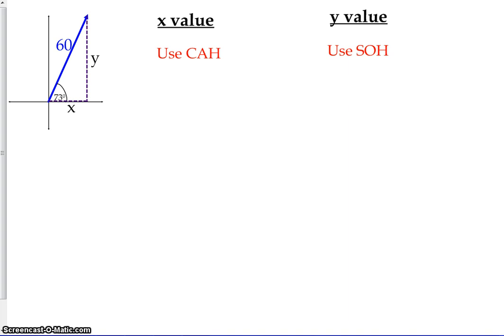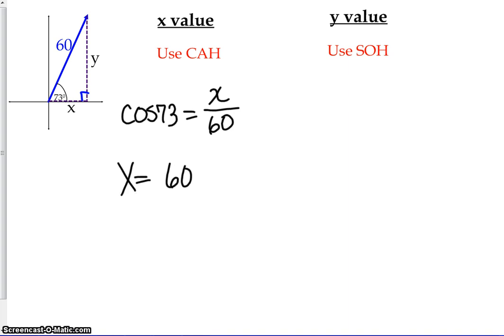Well, we really just have to go back to the fact that we have a right triangle here, and we're dealing with trigonometry. So to find the x value here, we're going to use the idea that the cosine of my reference angle, 73 degrees, is the adjacent side, which is my x value, over the hypotenuse, which is 60. Which means that my x is just going to be 60 times the cosine of 73. And I think it turns out to be, I'm guessing here, like 17.3, 17.5, something like that.